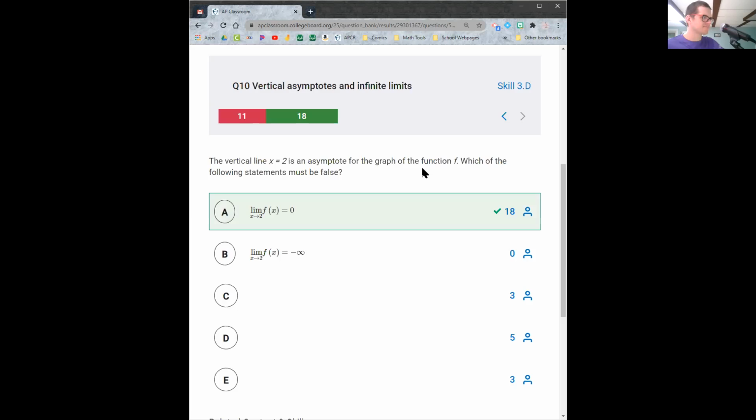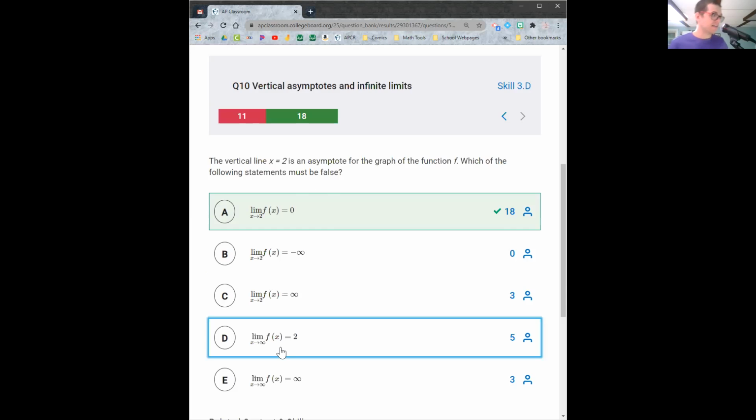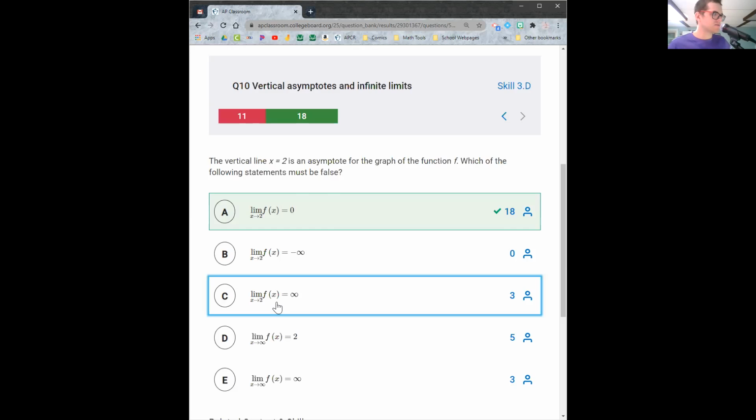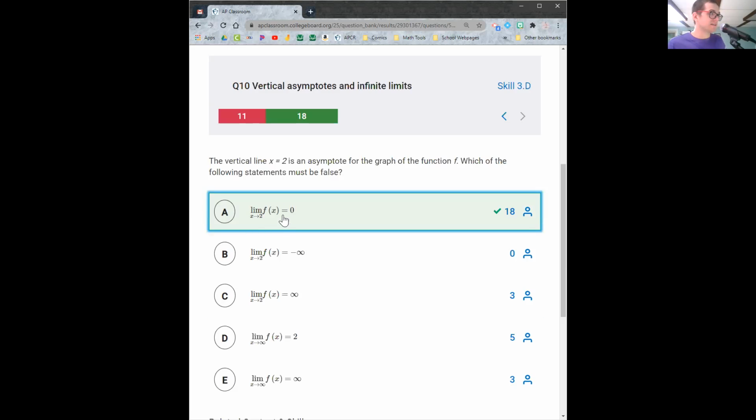All right. This one. Which of the following statements must be false? There's a vertical line that's an asymptote for the graph. That means this is a vertical asymptote for the function. So since it's a vertical asymptote, the correct definition of that is x must be false. Oh, and I'm sorry, C is not false. So let's talk about this. This means that it's going to 0. That's not true. If it's a vertical asymptote, it's going to infinity or negative infinity, something like that.